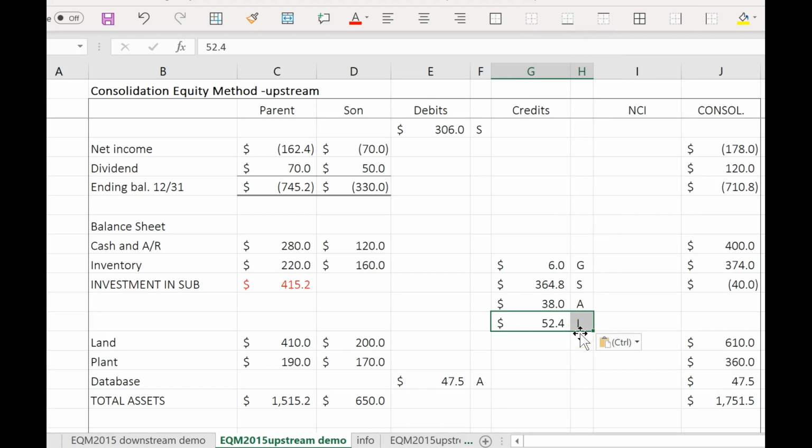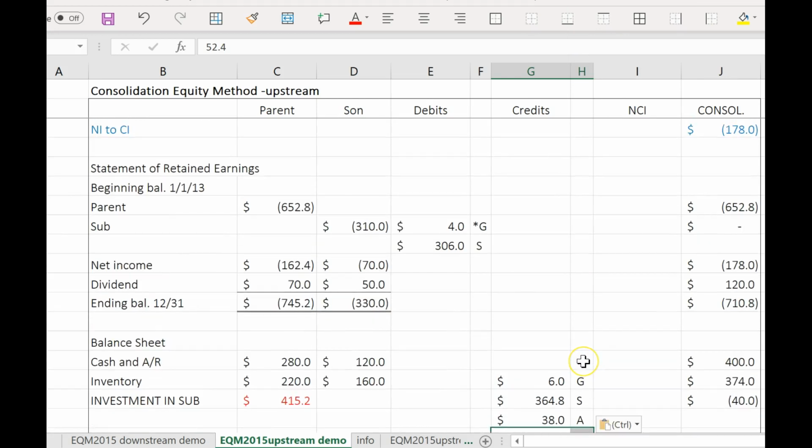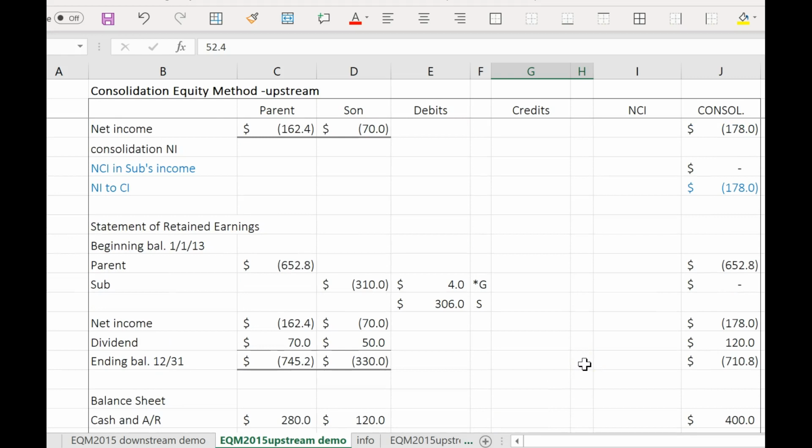Right. So that is my I entry, SAID. When I'm doing my I entry, I might as well do the NCI in net income just to remind myself. If I'm doing the CI's I entry, I'm going to do something that mirrors the I entry, which is the NCI in the subsidiary's net income.